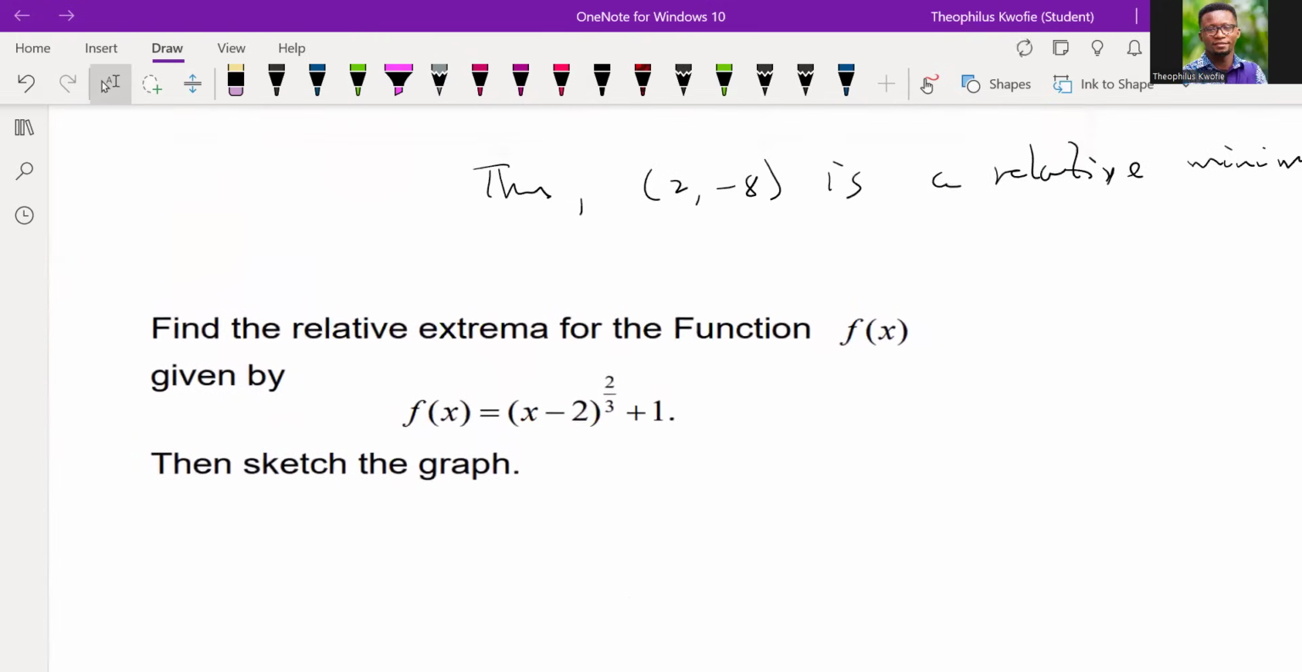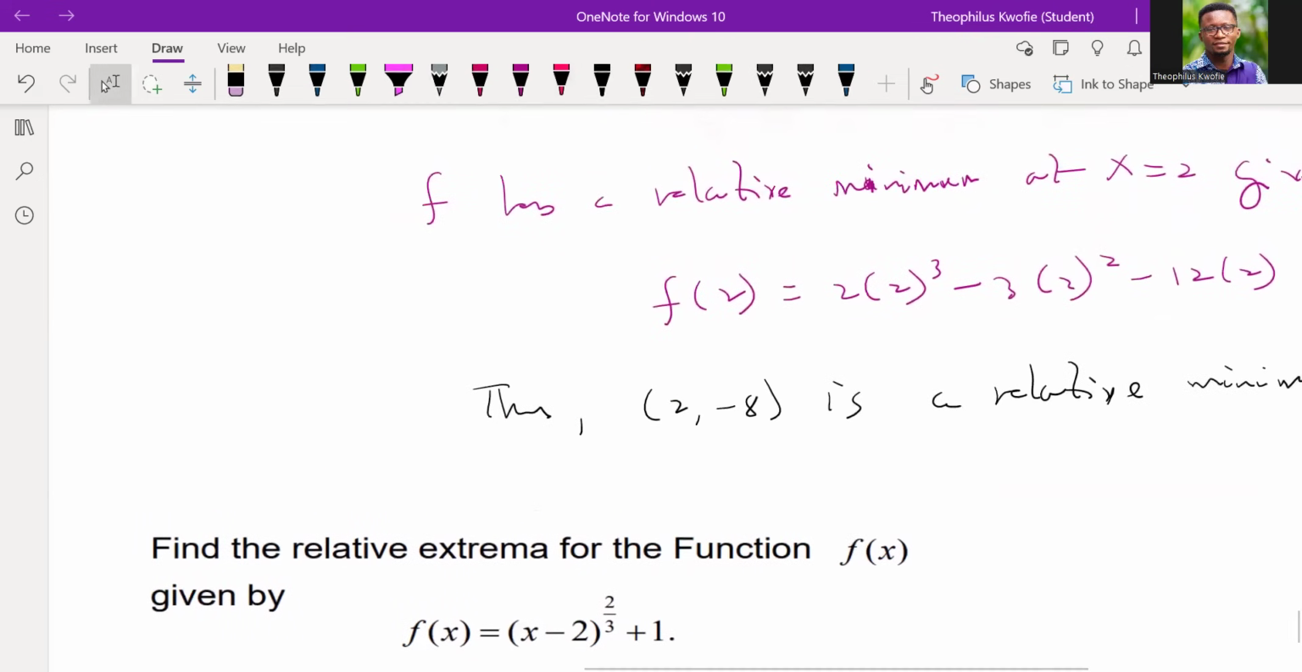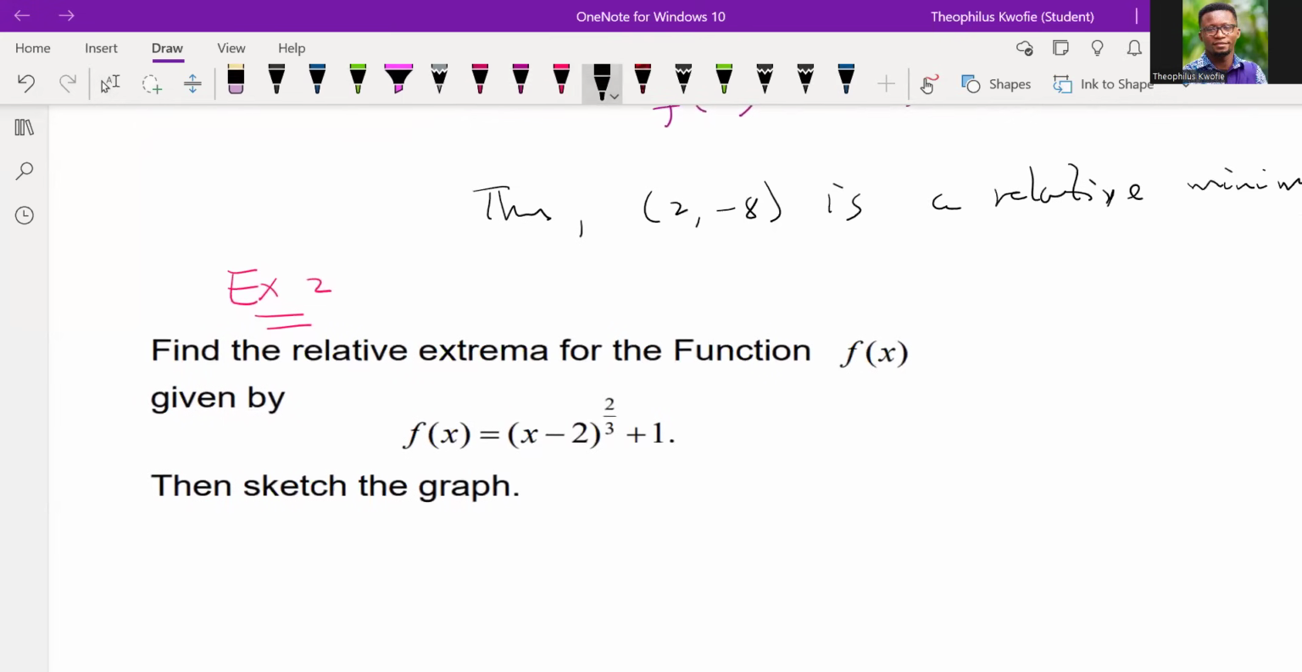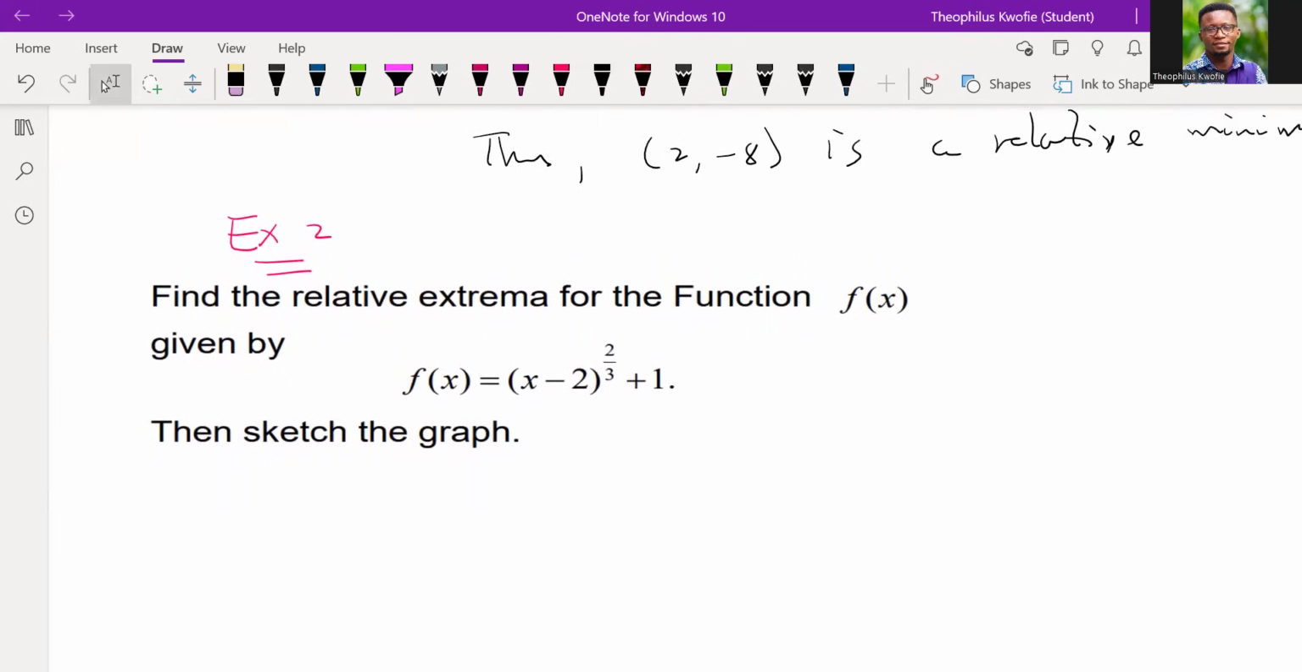So having been able to tackle the first problem of the day, let's get the second problem of the day and see how best we can leverage the theorem that we discussed earlier. Now, this is problem 2. In this problem, we're asked to find the relative extrema for the function given by this, and to sketch the graph of the function.